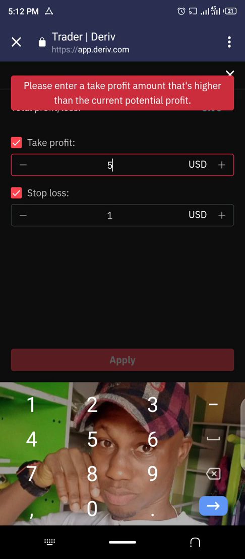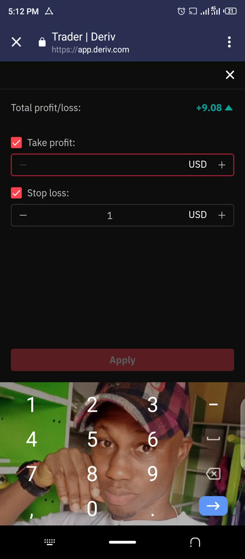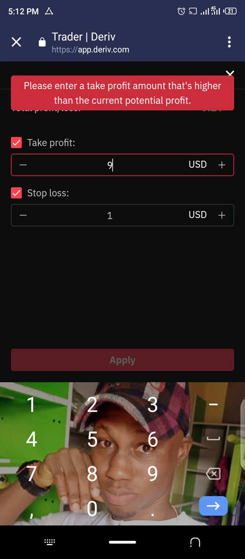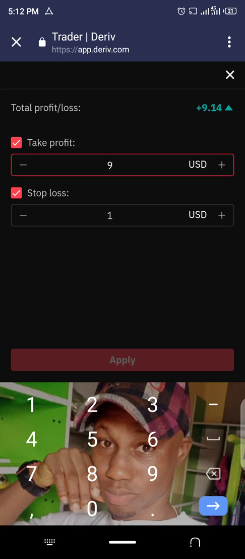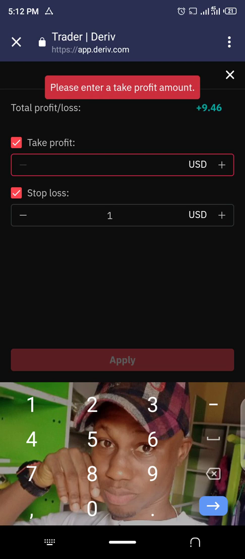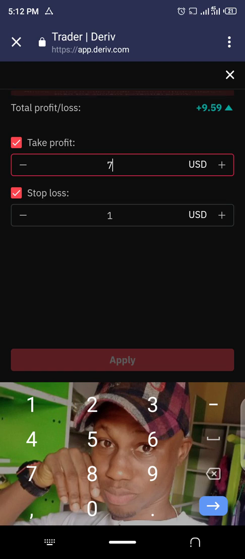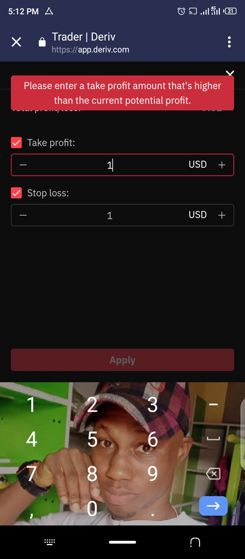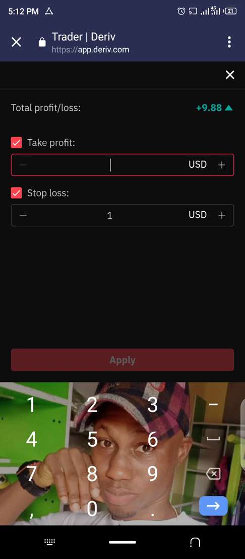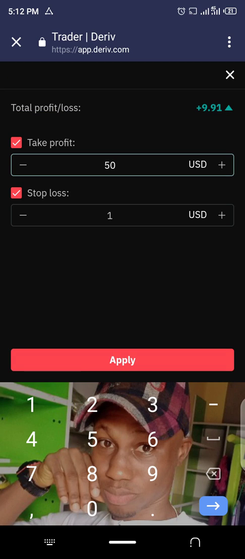Let me say 5. Okay, I have to enter a higher currency. Oh, I have to enter a higher profit that is higher than the current position. Oh yeah, now I'll still leave it at... let me put 50. Let me put 50.